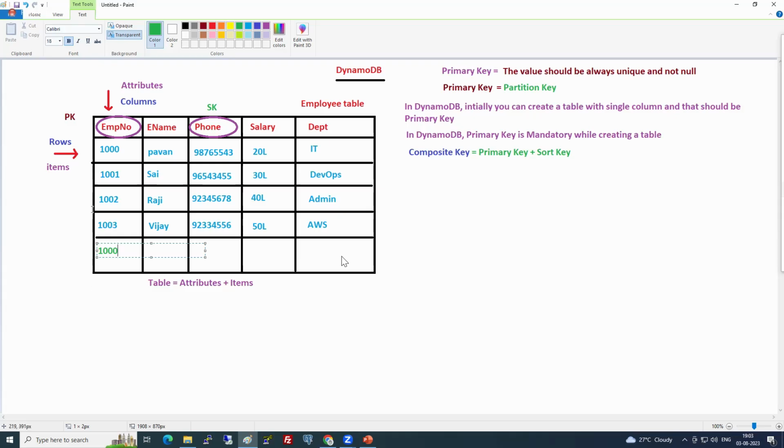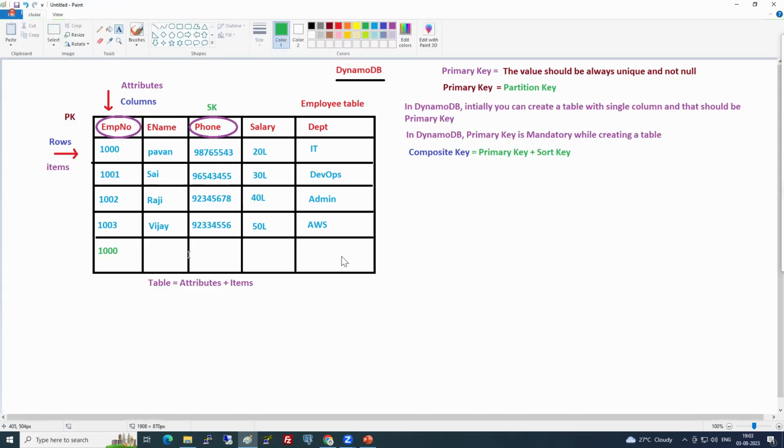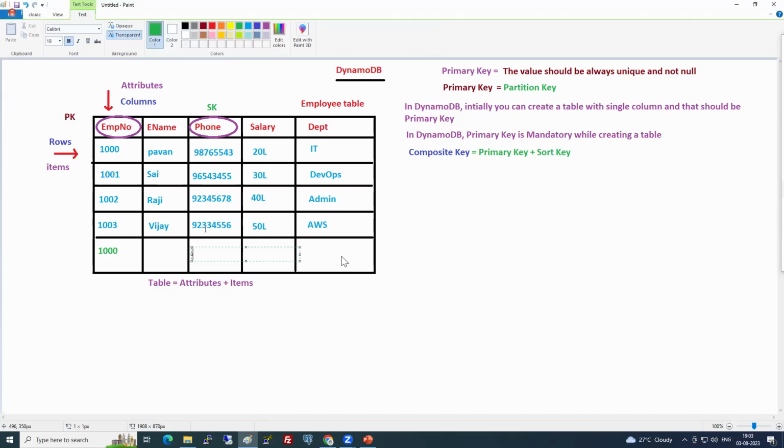Okay, now I'm adding one more 1,000 here. Is it possible to add the same phone number? No, it should be something different. Then only it will be allowed. And I call it as Sharif. Possible? So I'm just giving an example.